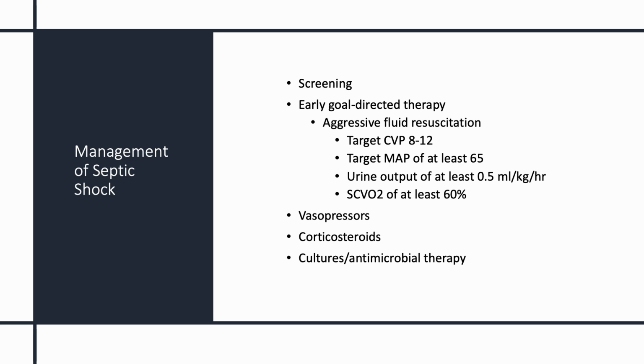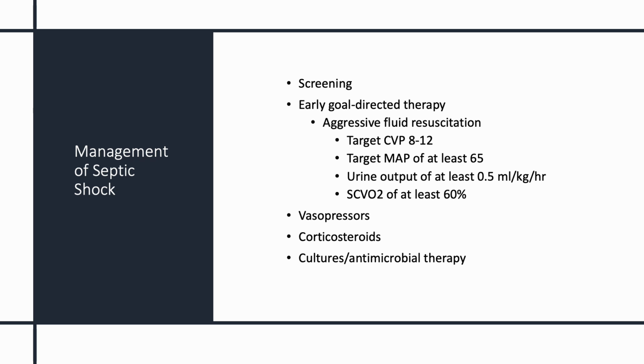So a higher CVP indicates that there is sufficient fluid in the circulatory system to maintain adequate venous return and cardiac output, ensuring that organs continue to receive enough oxygenated blood. By targeting a higher CVP, often around 8 to 12, clinicians aim to optimize the volume status to maintain adequate perfusion pressure and prevent further organ dysfunction.